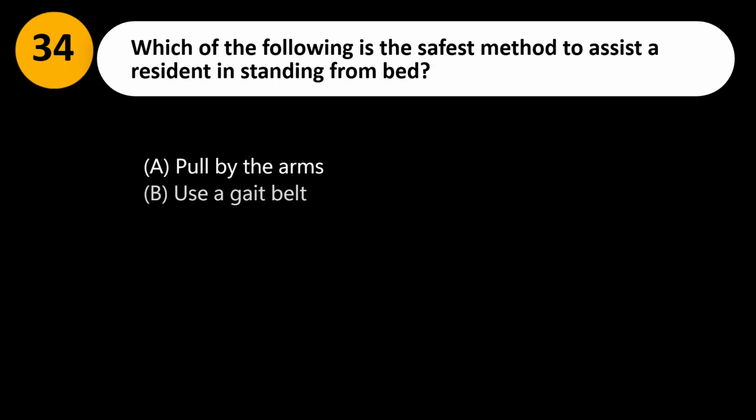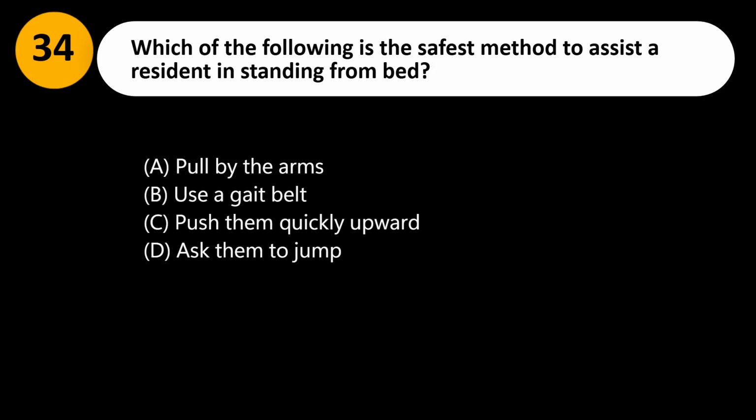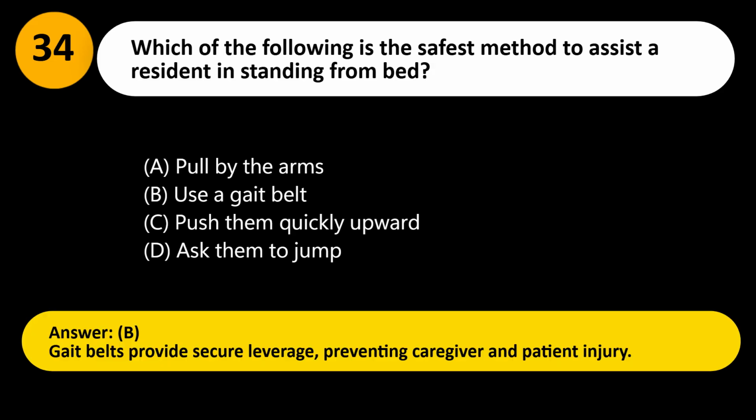Which of the following is the safest method to assist a resident in standing from bed? A. Pull by the arms. B. Use a gait belt. C. Push them quickly upward. D. Ask them to jump. Answer: B. Gait belts provide secure leverage, preventing caregiver and patient injury.